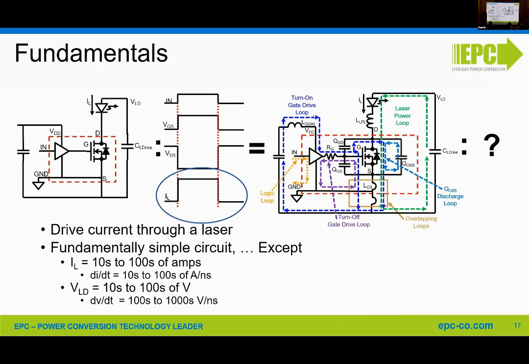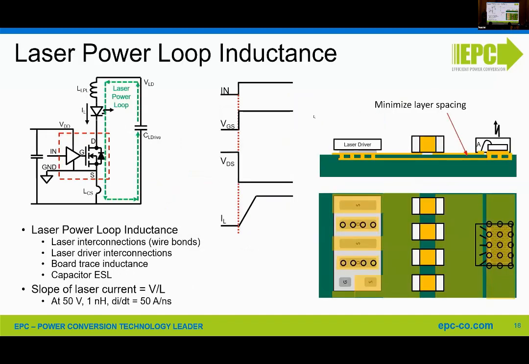So the question is, what's that going to look like when you're working with tens to hundreds of amps and the dI/dt in the tens to hundreds of amps per nanosecond, okay? And your laser driver is going to be in the tens to hundreds of volts. So it becomes really an RF circuit that you're working with, and a lot of care has to be taken in the layout of this to have your laser driver and system give you the edges and the peak powers necessary for your system. So I'm going to start off looking at the power loop inductance.